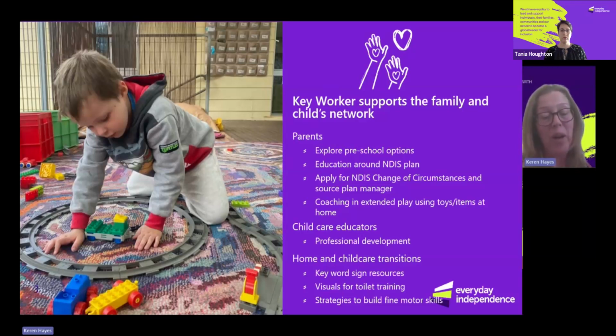Each week when I go into the childcare centre, we learn a couple of new signs, and Sebie now has quite a large keyword sign vocabulary that he's using, which is supporting his spoken language environment as well.